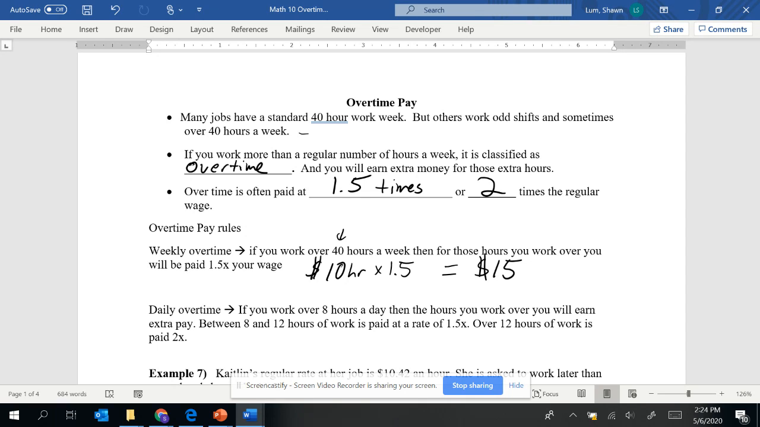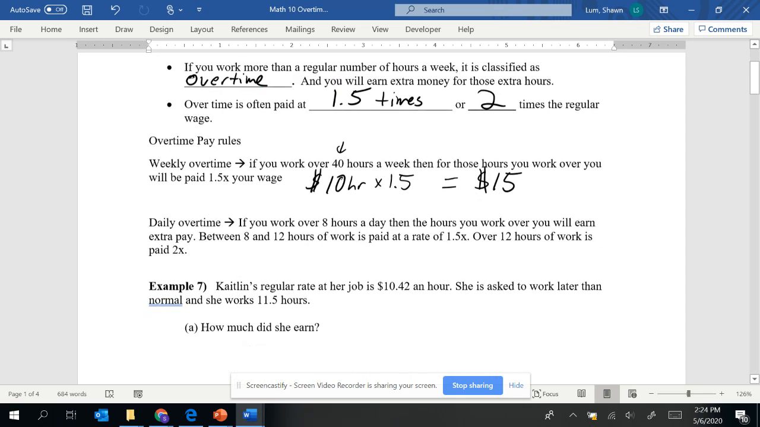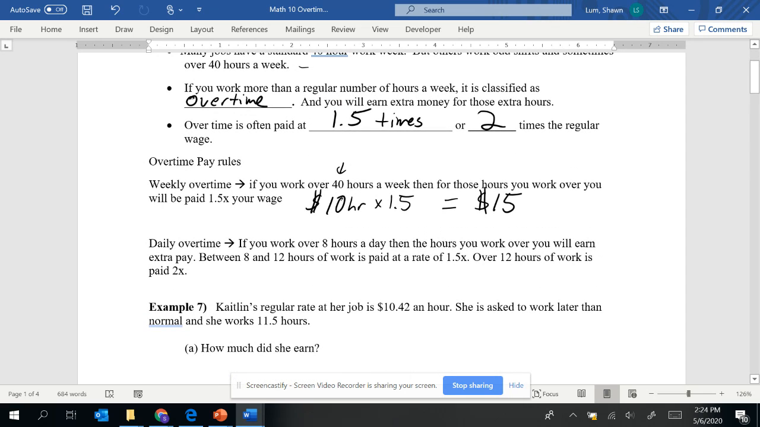So that is your new wage if you're working more than 40 hours. The first 40 hours, $10 an hour. After that, time and a half, so $15 an hour. Now there's another type of overtime pay, and that's called daily overtime pay. If you work over 8 hours a day, then for the hours you work over, you will earn extra pay. It depends: if you work between 8 and 12 hours a day, you'll get the same 1.5 times your pay, or time and a half.